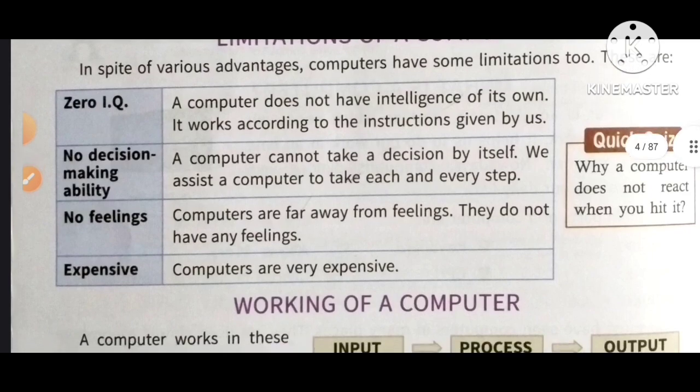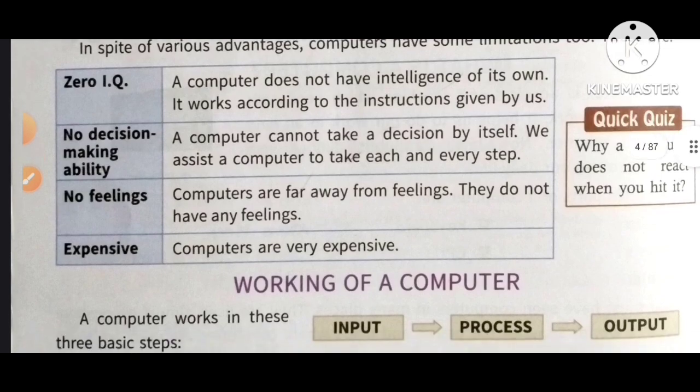So next is what? Next, no decision-making ability. A computer cannot make decisions by itself. Humans can make decisions, but a computer is not able to. So a computer cannot take any decision by itself. We assist a computer to take each and every step. We put in instructions step by step, then the computer can work step by step. So the computer also cannot take decisions itself.